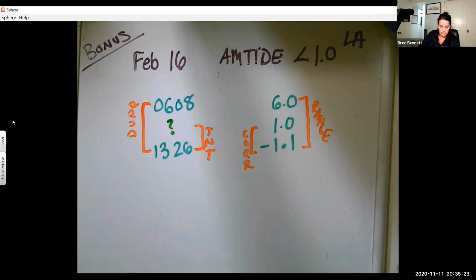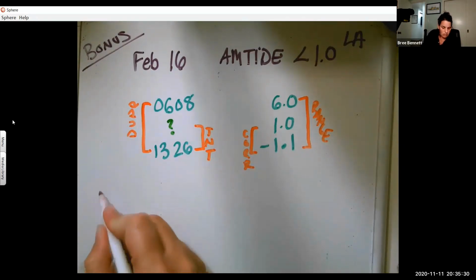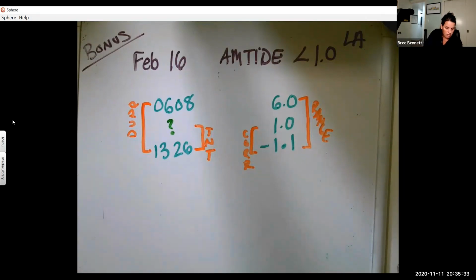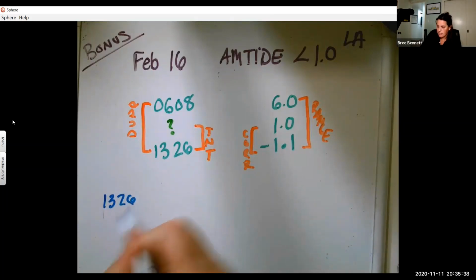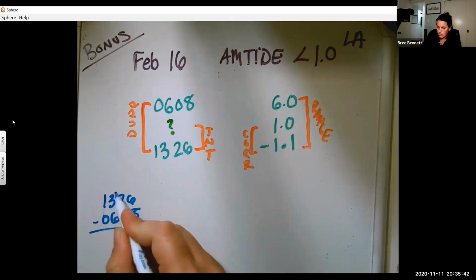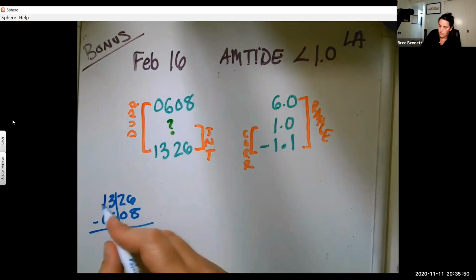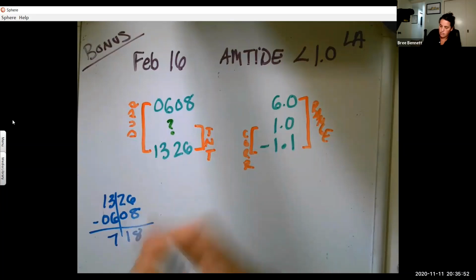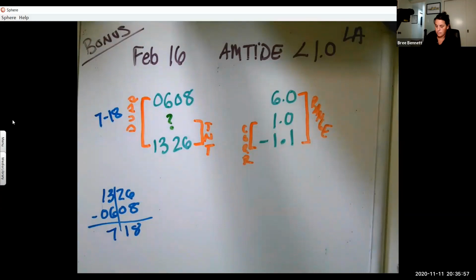Okay. So let's calculate these numbers. For duration, 13:26 minus 06:08. 26 minus 8 gives us 18. And 13 minus 6 gives us 7. So we have 7 hours, 18 minutes.